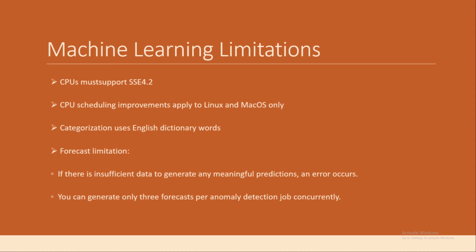And if you're running forecasts in machine learning, there are also some limitations. The first one is that if there's insufficient data to generate any meaningful predictions, an error will occur. And one more thing is you can only generate 3 forecasts per anomaly detection job. So anybody doing forecast machine learning must know about these limitations.